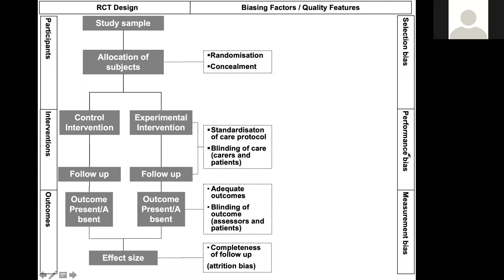With respect to performance bias, we are looking at whether the groups constituted at the beginning of a study were treated differently in ways other than the assigned intervention and control. And this problem is prevented by blinding both the participants and the carers.